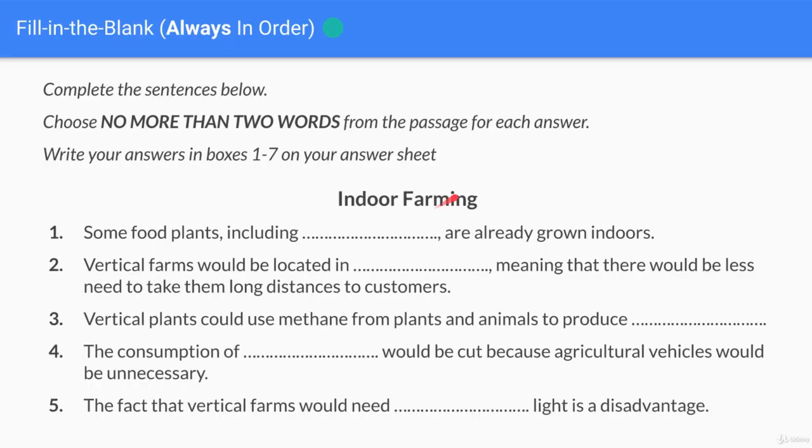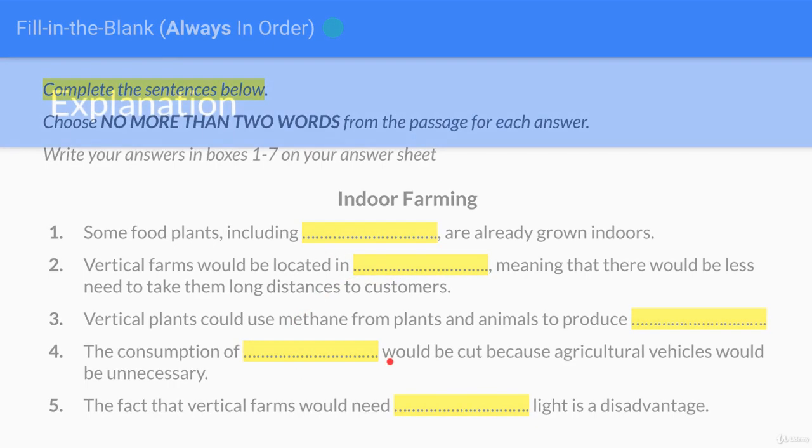Now, you may remember that this is what a fill-in-the-blank question looks like. You basically have sentences or different ideas, and you have to fill in the correct answer. In this case, the question tells you how many words you need to write, no more than 2 words in this case. The fill-in-the-blank questions are always in order and they are rather easy to answer. You can identify these questions by simply reading up here. It asks you to complete the sentences below, and by looking at these blanks that you're supposed to fill in. So that's how you know this is a fill-in-the-blank question.